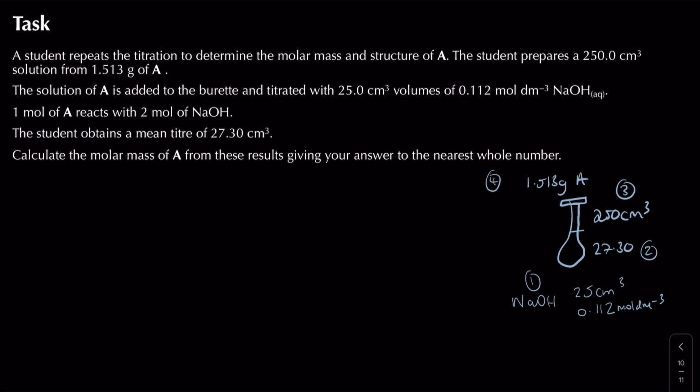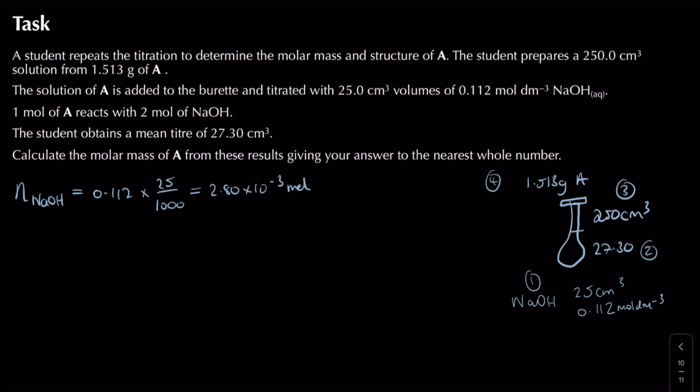So to find the number of moles of sodium hydroxide this time, all I'm going to do is take the concentration times by the volume, 0.112 times by 25 over 1,000, and that gives me a value of 2.80 times 10 to the power of minus 3. That's how many moles I've got.